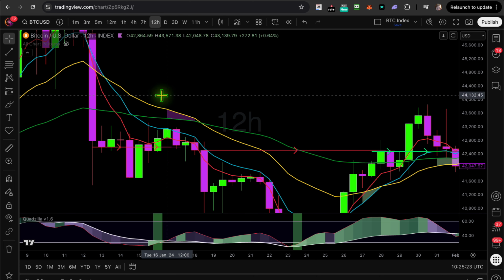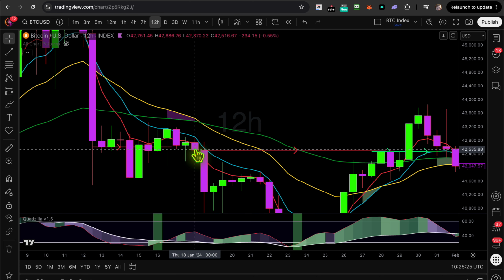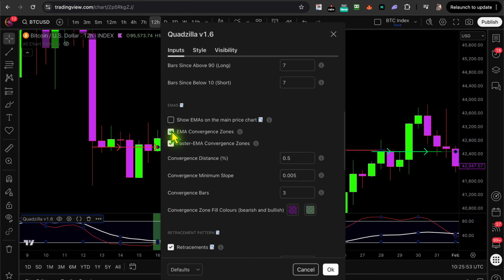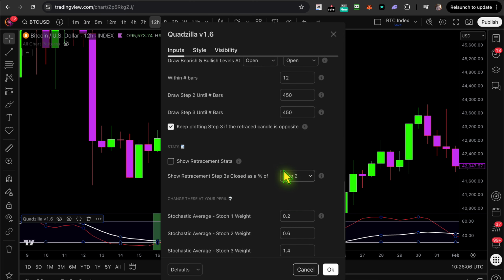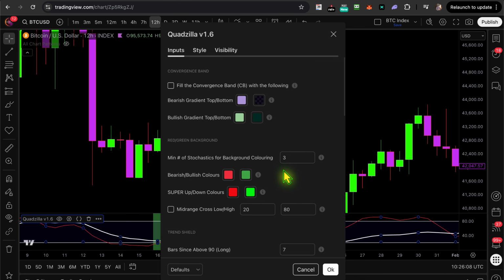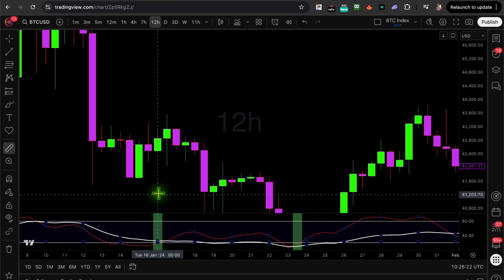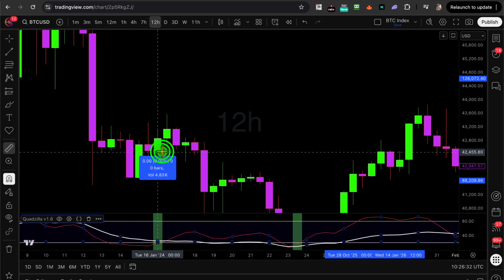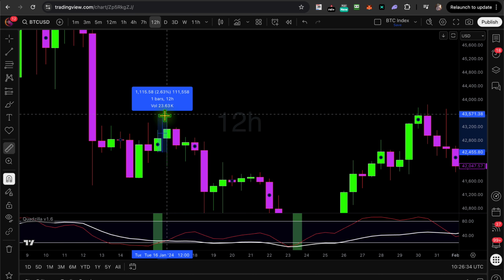I'm just going to turn off some features of Quadzilla up here just to make things clearer. So I'm going to turn off this, that, and I think that should leave a fairly clean chart. So this first one here on the 16th wasn't so amazing. Let's measure from the bottom of the candle to the highest point afterwards. That one was a 2.63% increase. Not bad at all. That was a good call.